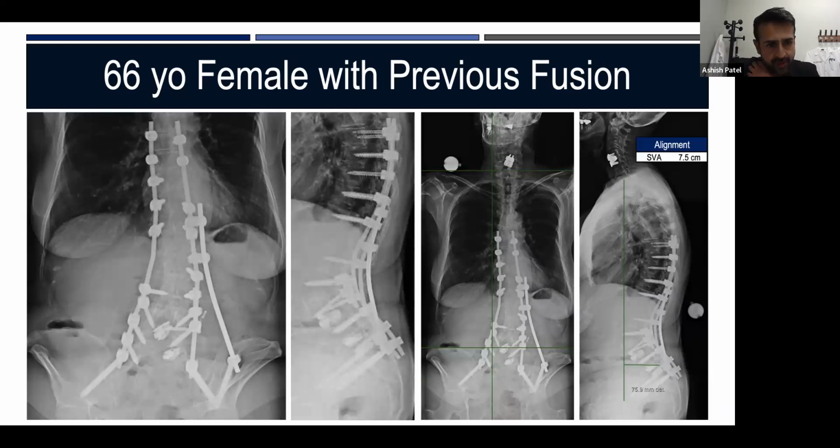Here we performed an asymmetric ACR, again placing a temporary rod. After we perform the ACR, we go into the posterior space and perform a Smith-Peterson osteotomy and make sure, just like a PSO, we have a temporary rod in place. Reasonable alignment, we didn't get her corrected coronally all the way, but it's reasonable for her age and function, again by combining lateral surgery with posterior-based surgery.